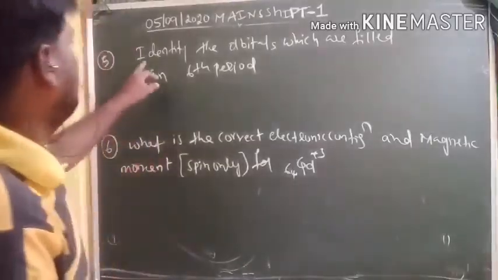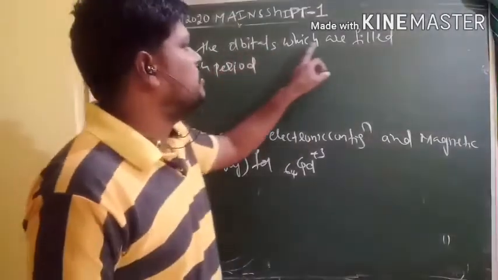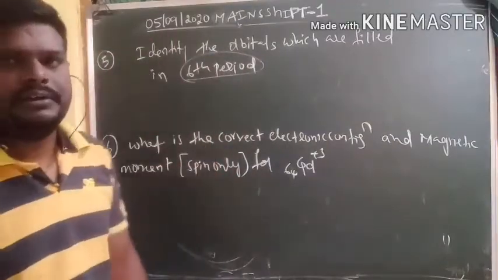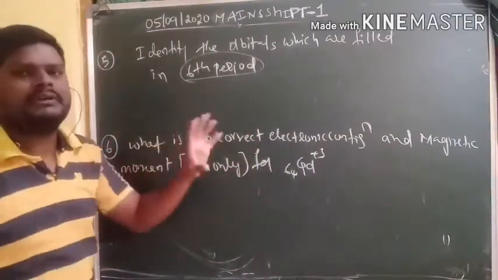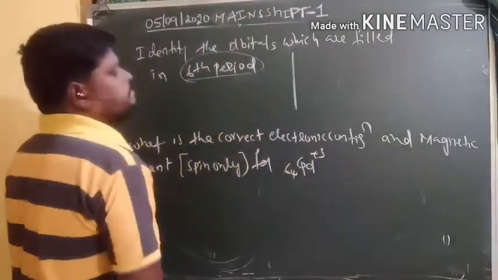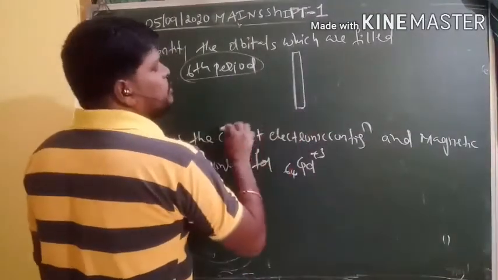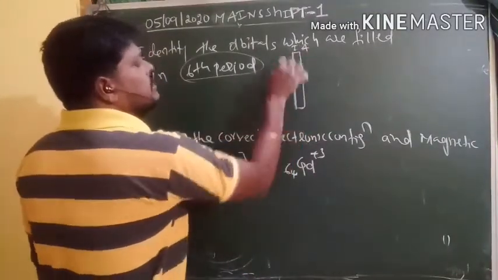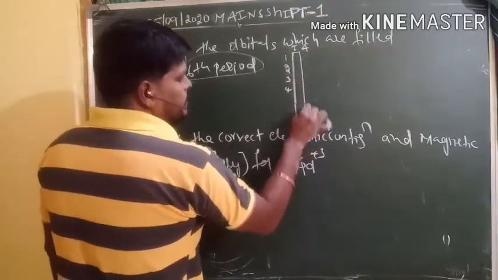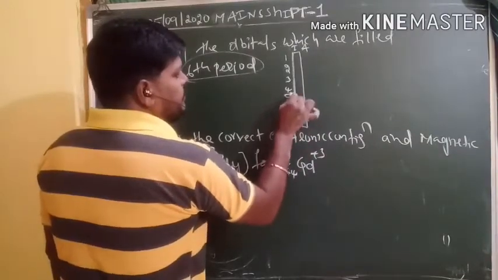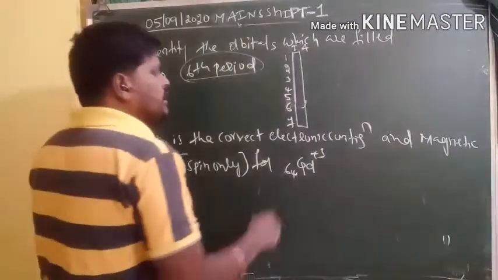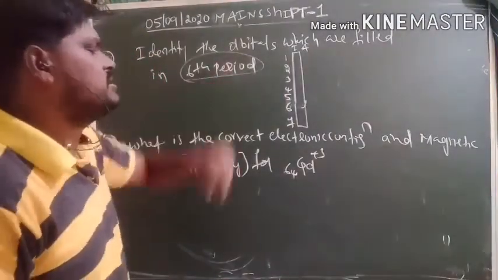Next question. Identify the orbitals which are filled in the sixth period. I didn't write the options here, but okay. For example, this is the first period, group 1A alkali metals. First period, second, third, fourth, fifth, sixth, and seventh period are there. Of course, we have seven periods. Here we are going to find the sixth period orbitals.